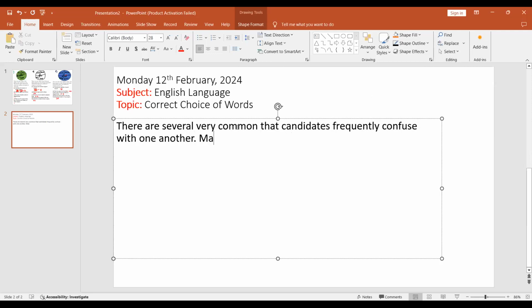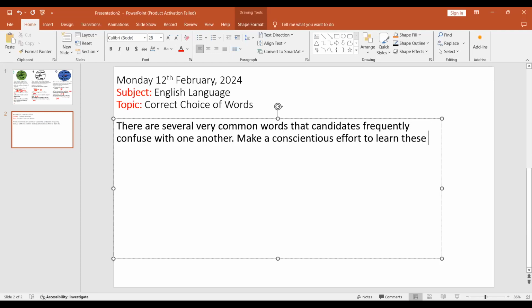There are several very common words that candidates frequently confuse with one another. Make a conscientious effort to learn these words and when to use them.